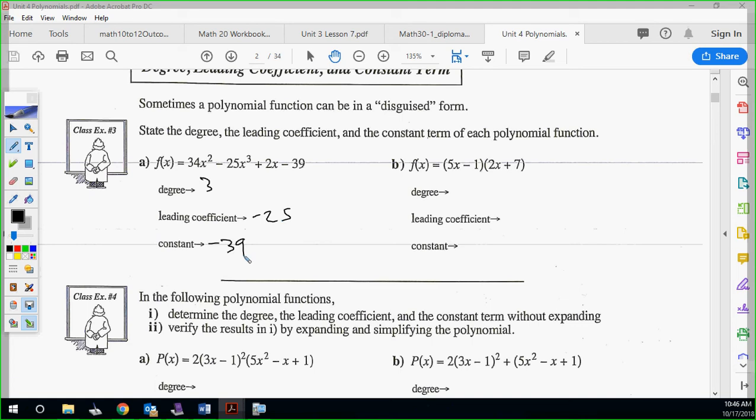Okay, part B. This one is factored down. We do want to see what it is. We need to get it in polynomial form. So that's going to be 10x squared. We know 10x squared is going to be our what? Yeah, that's our degree and our leading coefficient, because that's going to be the highest degree. So 2 and 10. And then we can get our constant pretty easily by doing what? Yeah, -7. So you don't have to FOIL the whole thing out.